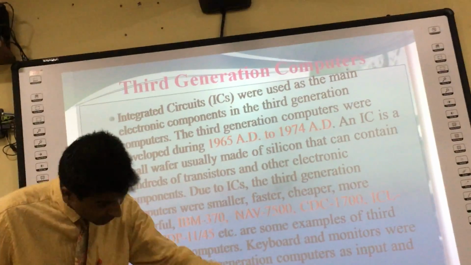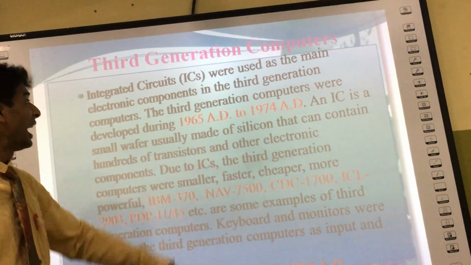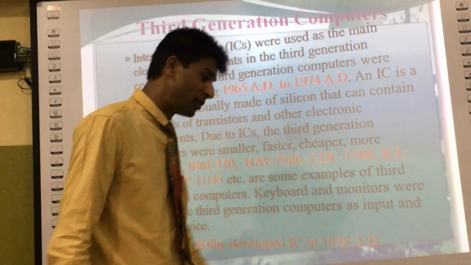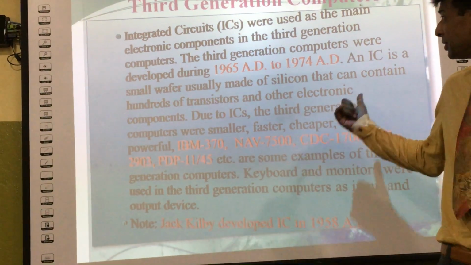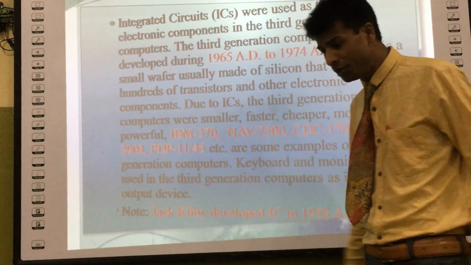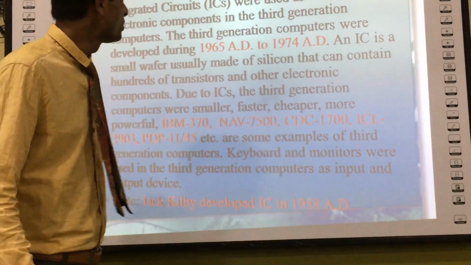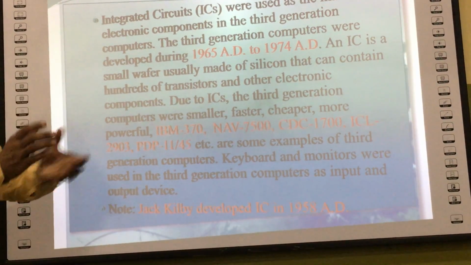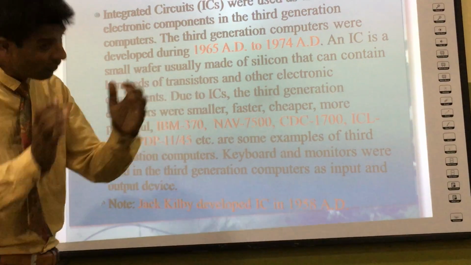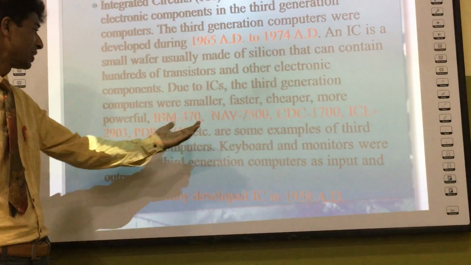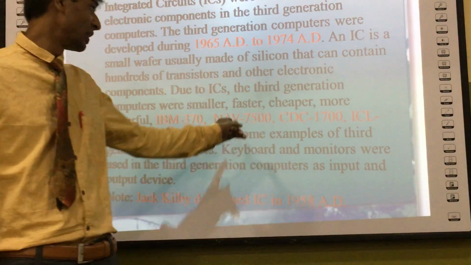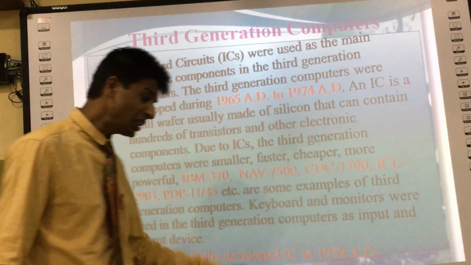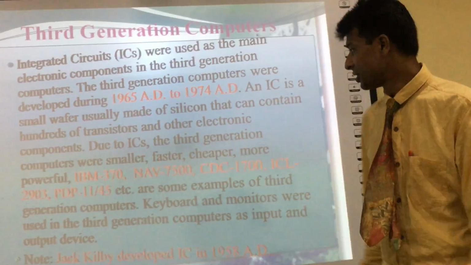So they replaced the transistor with IC, and it comes under the third generation computer, and the timing was 1965 AD to 1974. Means between 1965 and 1974, the computers that were introduced in the world come under the third generation computer. Now see, due to the IC, the third generation computers are smaller, faster, more reliable, and more comfortable than the first and second generation computers. Examples are IBM 370, NAP 7500, CDC, ICL 2903, PDP 11/45, etc. These are the examples of third generation computers.